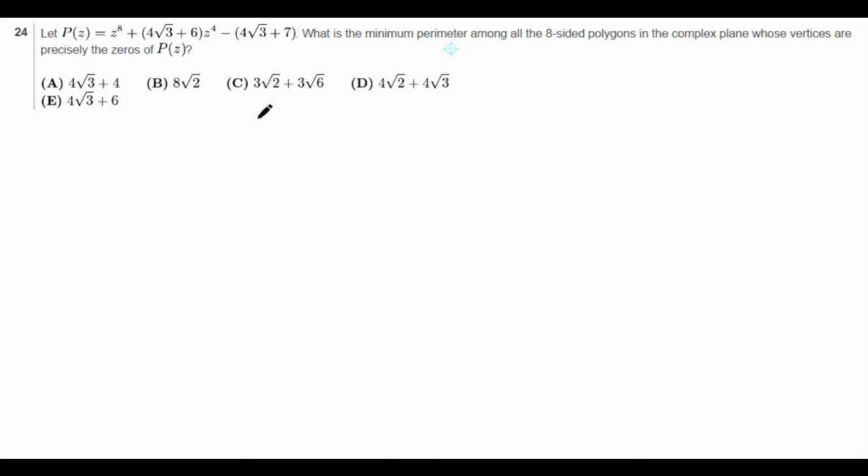So, of course, to solve this problem, you will need to find the roots of this polynomial. Thankfully, when we look at this, there's only a z to the power of 8 term, a z to the power of 4 term, and a z to the power of 0 term, which basically means that this is a quadratic in z to the power of 4. We could use the quadratic formula, but even better, we can notice that 4 root 3 plus 6 differs from 4 root 3 plus 7 by 1, so this actually factors.